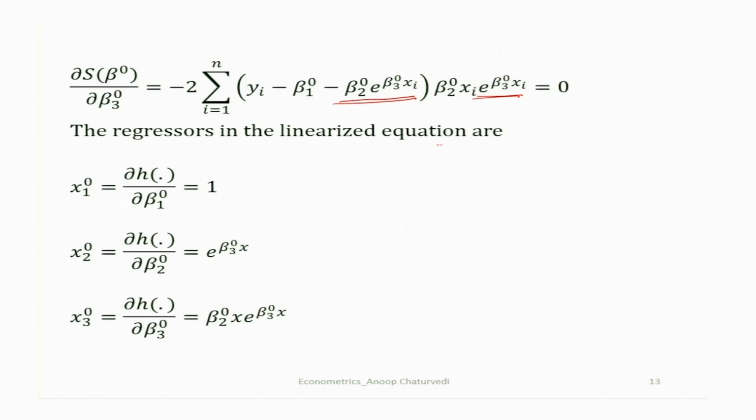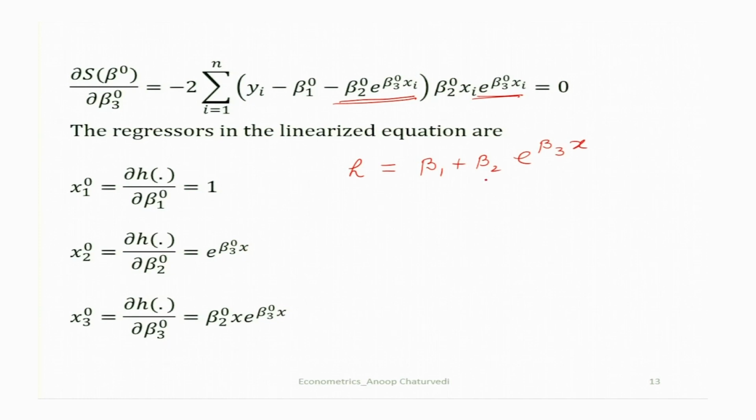So, the equations in the linearized equation are, say we have x 1 naught equal to del over del beta 1 naught h, and then this is equal to 1. What is h? h is equal to beta 1 plus beta 2 e to the power beta 3 x. This is your h x beta. Then x 1 naught is equal to 1. x 2 naught, which is equal to del h over del beta 2 naught, this is equal to e to the power beta 3 naught x. You can easily verify it.